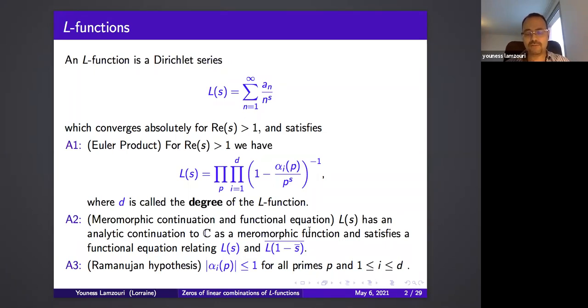So this hypothesis is known for certain L functions, but not for many others. And so later on, we will not request it. We'll avoid it altogether. We'll use an average version, a weak average version, which is known, for example, for L functions attached to Maass forms. So these are L functions.